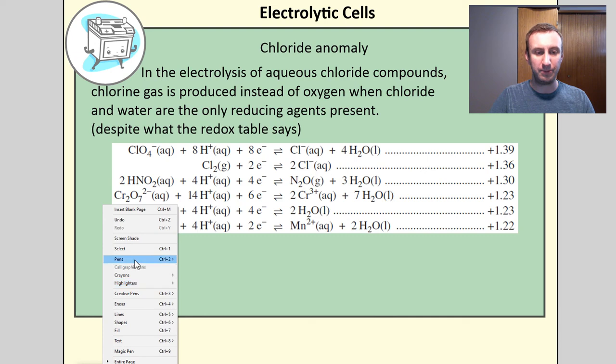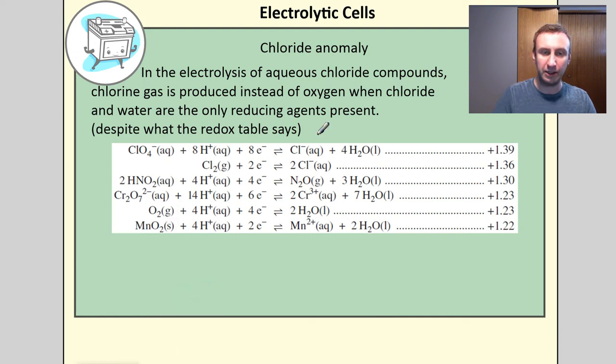So what do I mean by that? I'm just going to get my pen going here. What I mean is that if I have water and chloride as the only SRAs that I have, chloride being right here and water being right here, well, as an RA, water should be the strongest reducing agent because it's lower on the right-hand side than chloride is.